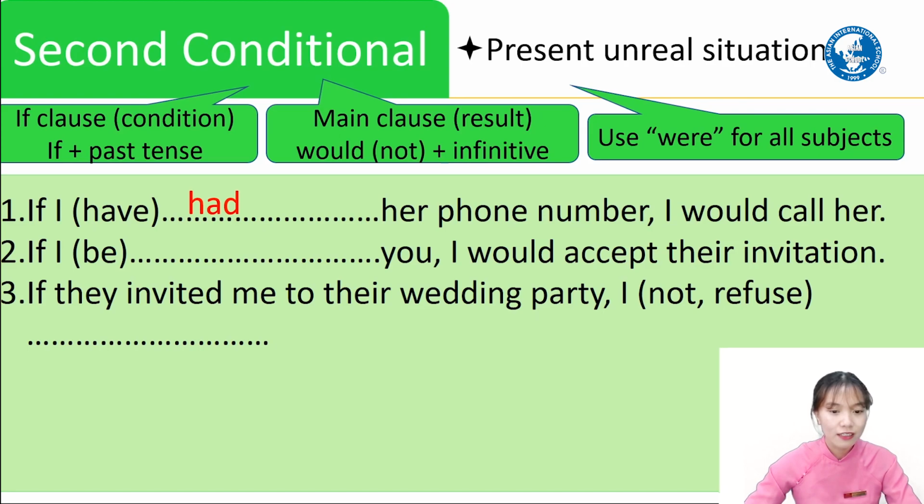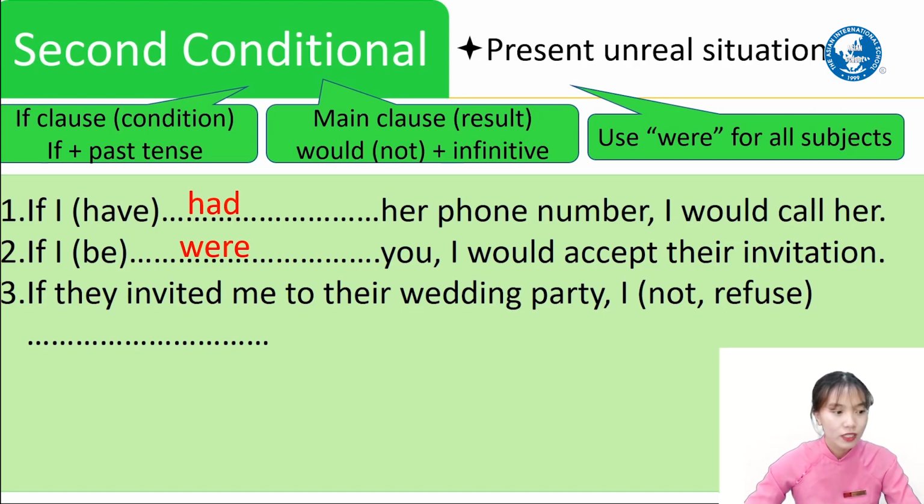The second sentence, if I blank you, I would accept their invitation. The result here is I would accept their invitation. So in the if clause, the main verb should be in the past tense. The word be here should be were. If I were you, I would accept the invitation.